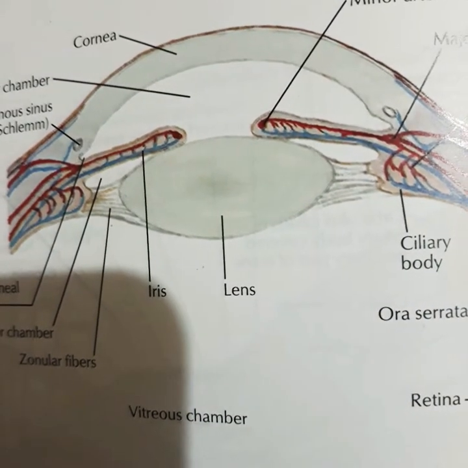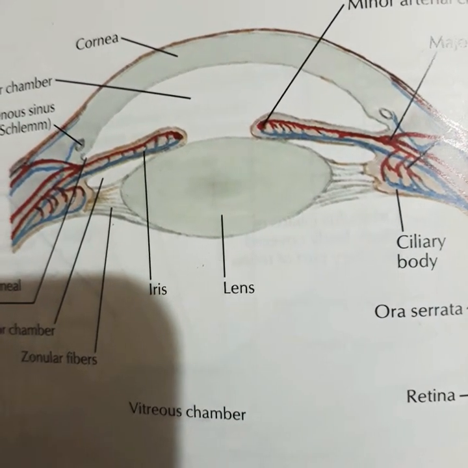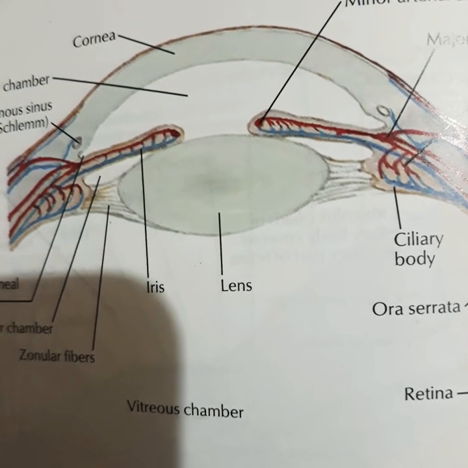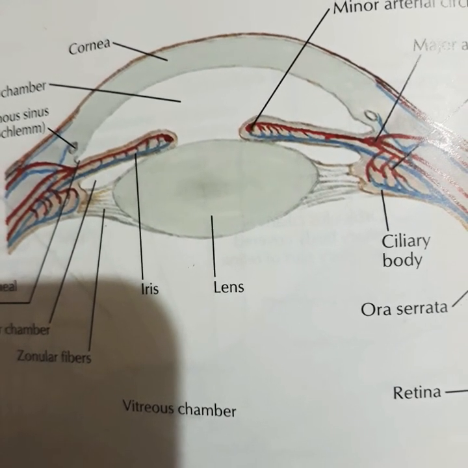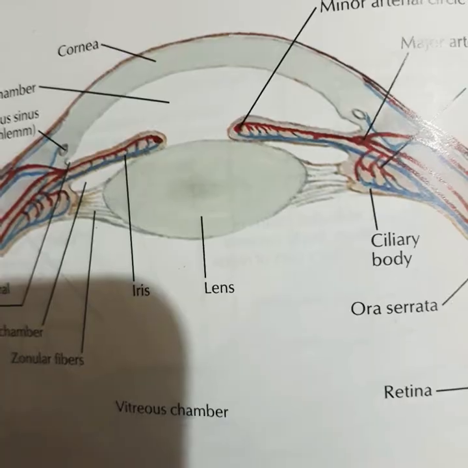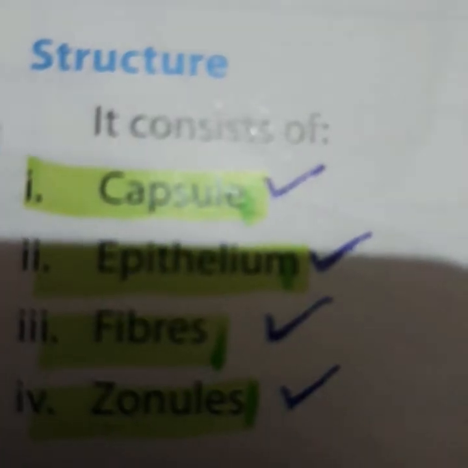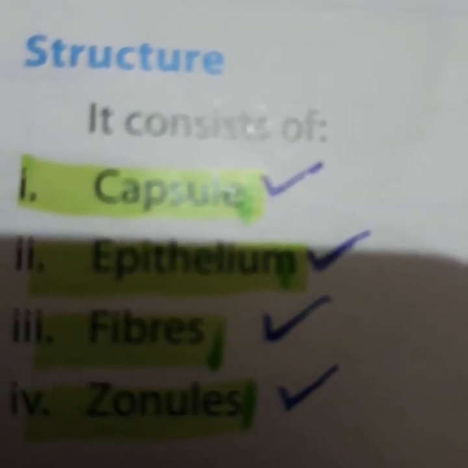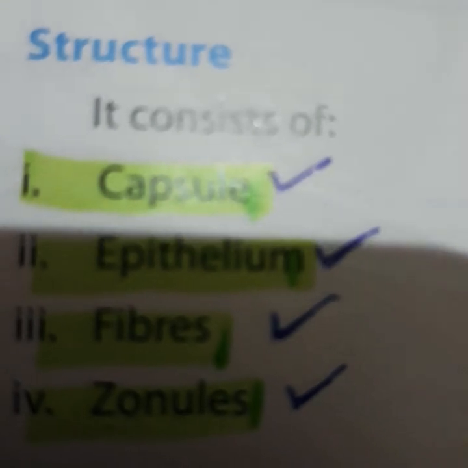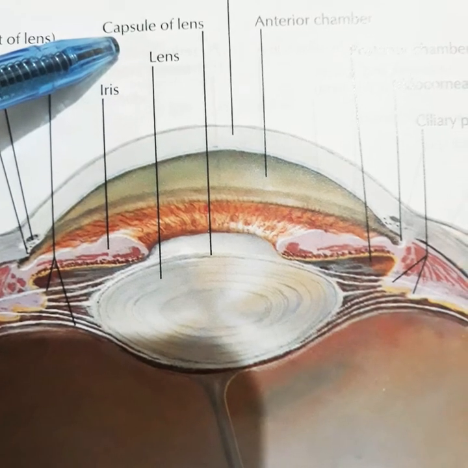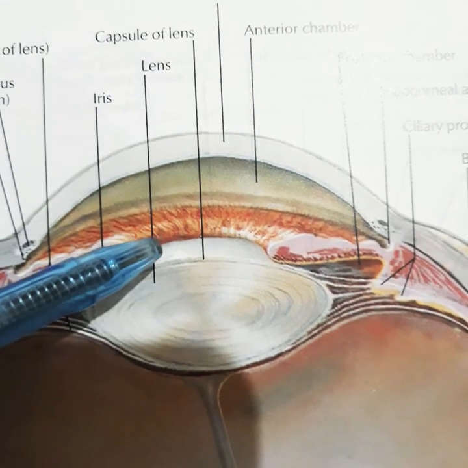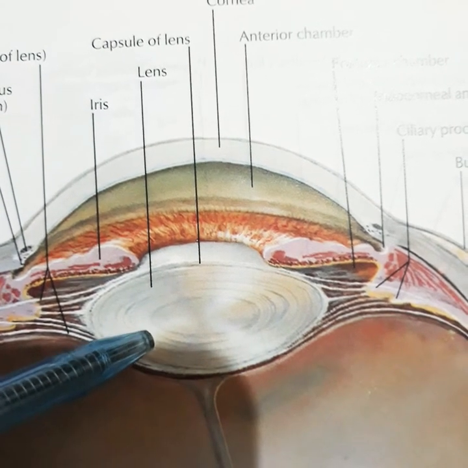The lens transmits 80% of the electromagnetic radiation between 400 nanometer to 1400 nanometer. Structure of lens. It consists of capsule, epithelium, fibers and zonules. Capsule of the lens. That is the anterior surface and that one is the posterior surface of the lens.